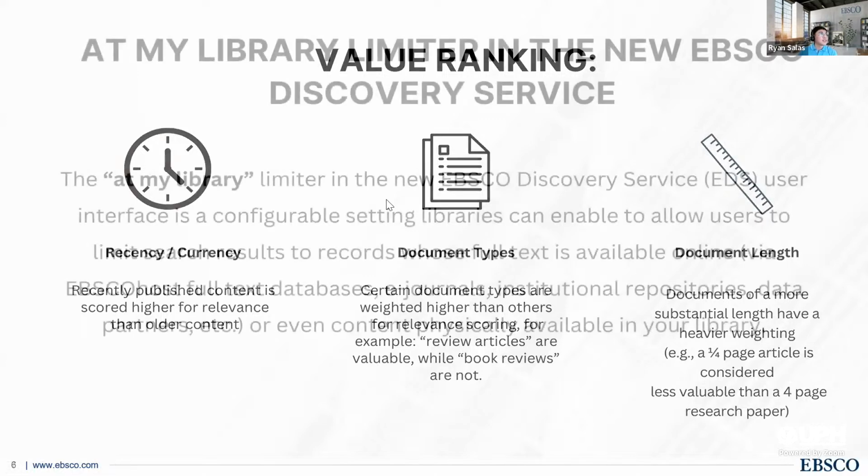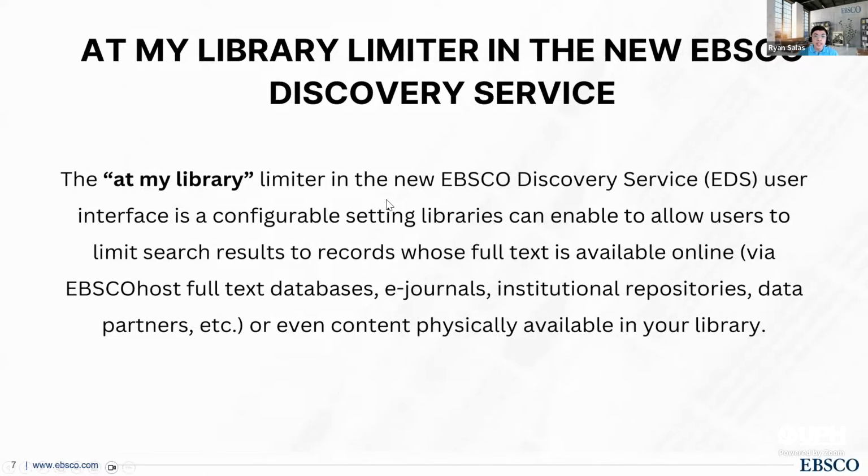And aside from this, if you're going to use the new EBSCO Discovery Service, you will see this limiter called At My Library. The At My Library limiter will enable you to limit search results to records whose full text is available online. It could be via your EBSCOhost full text databases, your e-journals, institutional repositories, or even content that is physically available in your library.